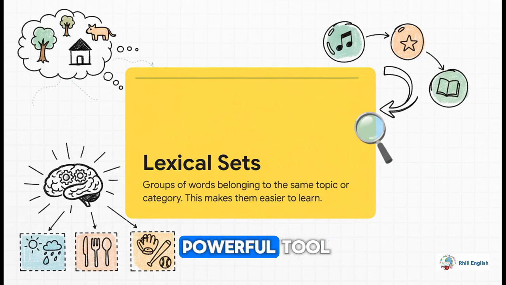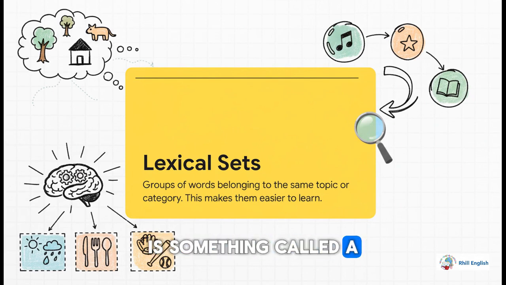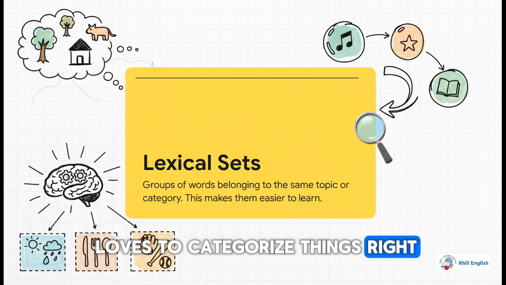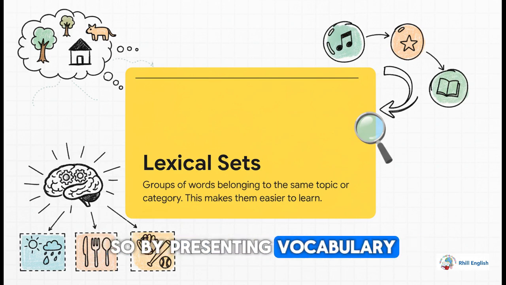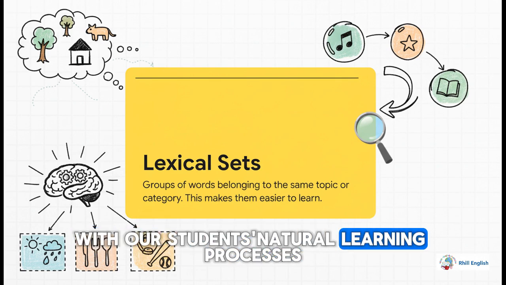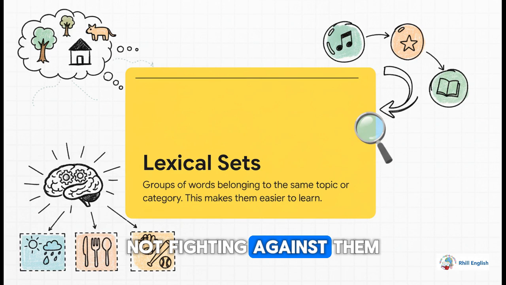But an even more powerful tool is something called a lexical set. And this is simply a group of words that all belong to the same topic. The human brain just loves to categorize things, right? So by presenting vocabulary in these neat, thematic groups, we're working with our students' natural learning processes, not fighting against them.